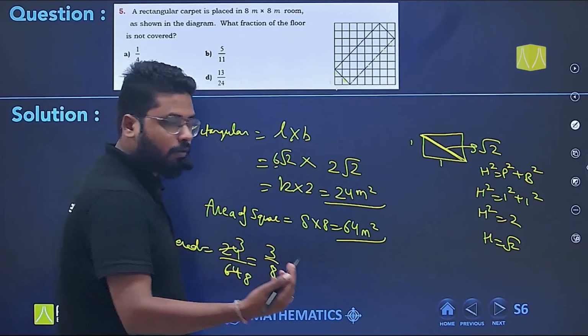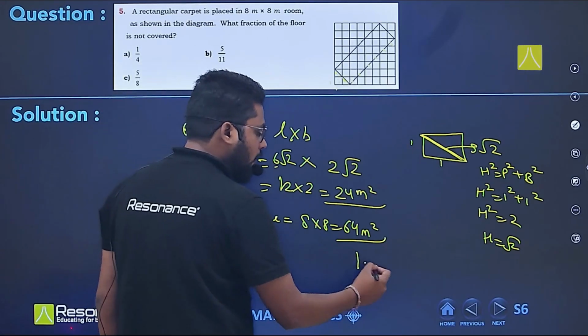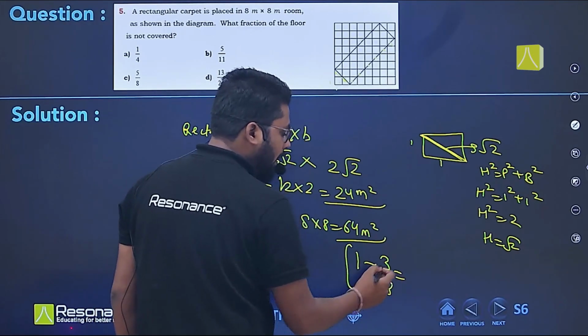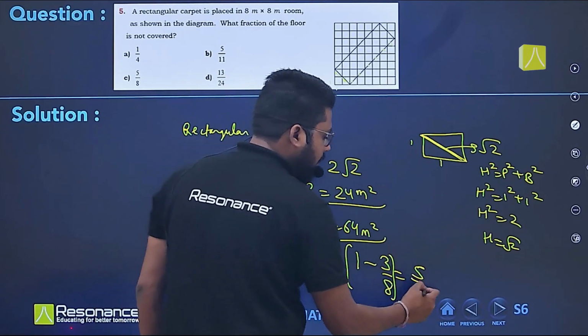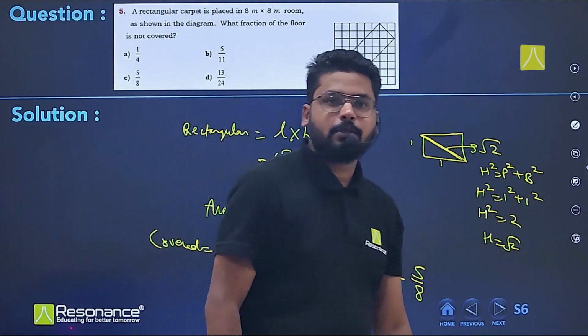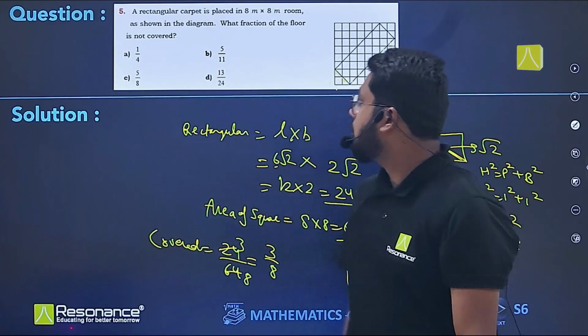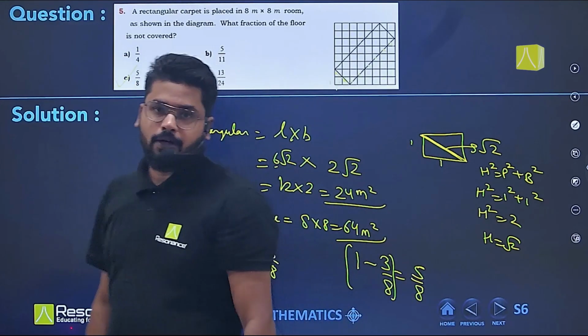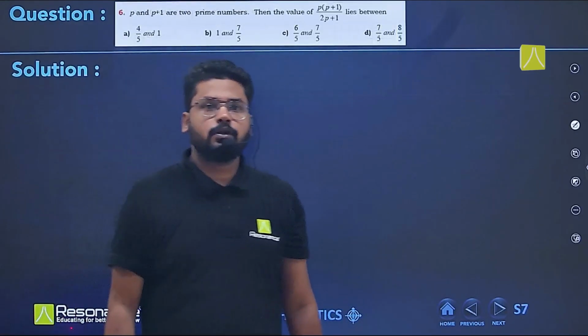So what is not covered? So we'll subtract that from 1, because 1 is the total work here. So if you subtract 3 by 8 from 1, you will get 5 by 8 after taking LCM. This means that 5 by 8 part of the room is not covered. Okay. Now I'll move on to the next question.